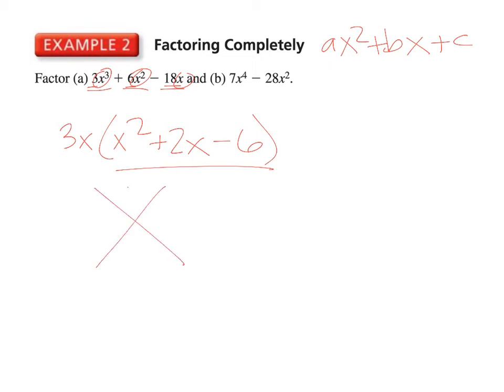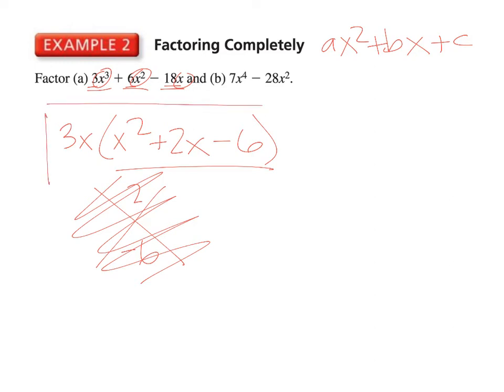Find two numbers that add up to 2 and multiply to give me negative 6. There are no two numbers that work. So the big X method does not work in this case, and that means it's unfactorable. So that's our answer. Done.